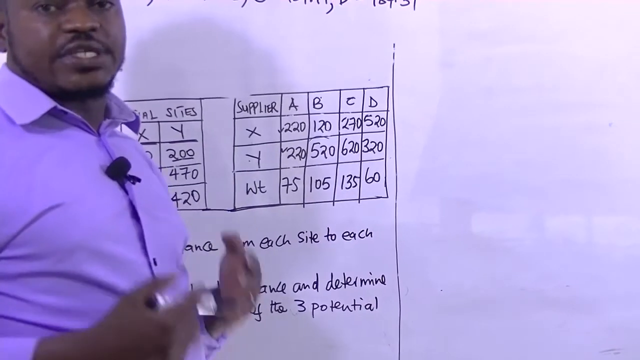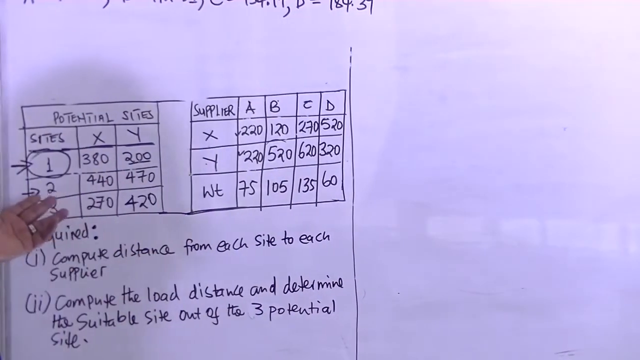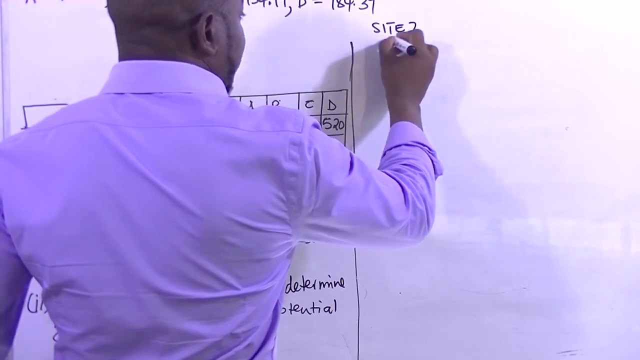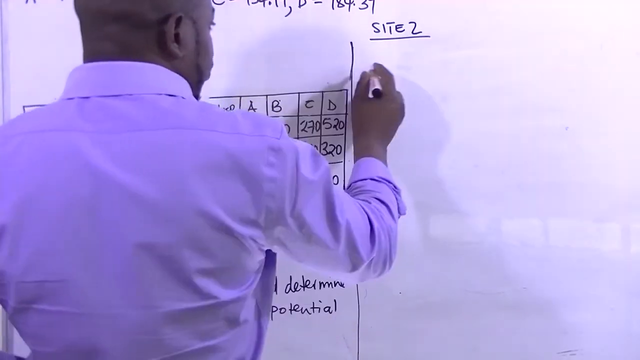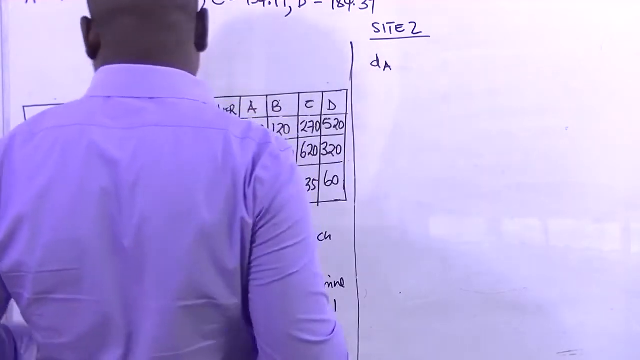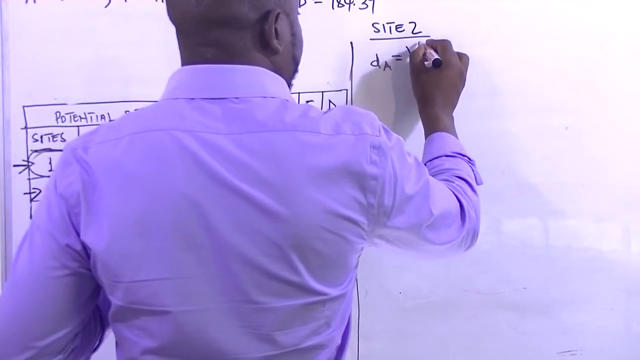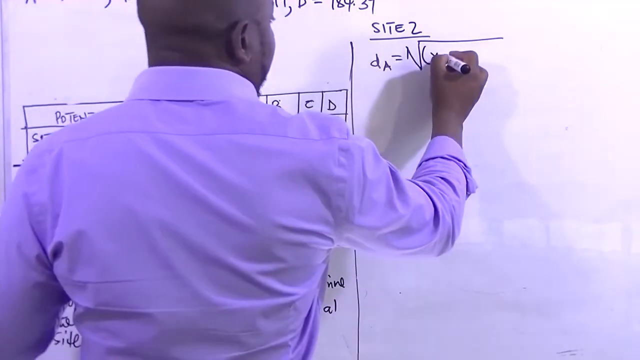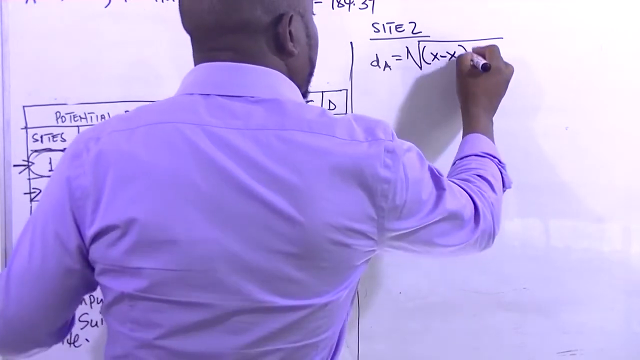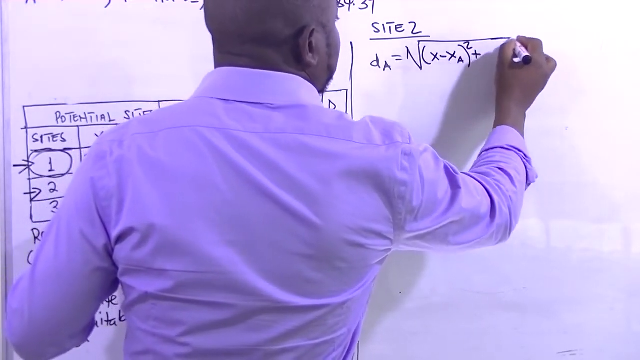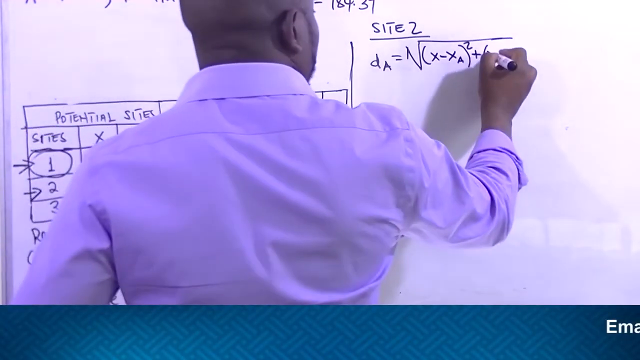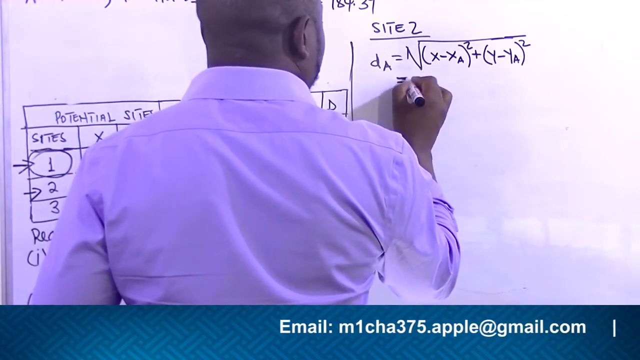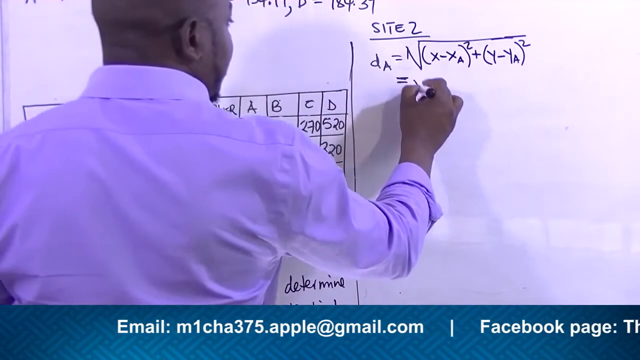Okay, so the same formula now applies, but this time around, we are moving to site two. And then I shall write here site two, so that we don't lose track of what we are doing. So it shall now be distance in relation to A for site two: square root of open brackets, X for site two minus X for A, squared, plus open brackets, Y minus Y for A, squared.